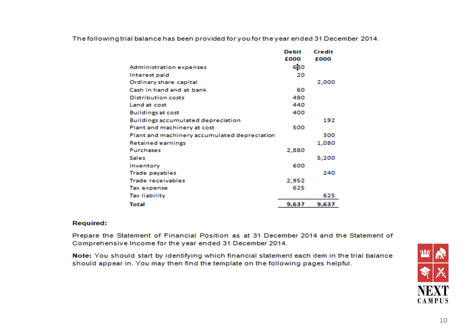Required, prepare the statement of financial position as at 31st December 2014 and the statement of comprehensive income for the year ended 31st December 2014. You should start by identifying which financial statement each item in the trial balance should appear in. You may then find the template on the following pages which is helpful for you. Now this is the trial balance.